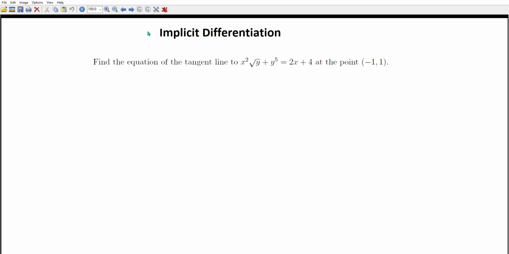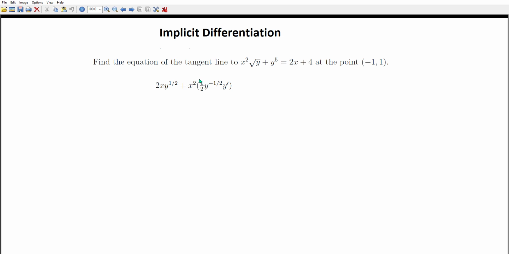Let's do another problem. Let's find the equation of the tangent line to x squared times the square root of y plus y to the fifth equals 2x plus 4 at the point (-1, 1). We look at this expression, which we're going to differentiate, x squared times y to the 1/2. So we get the derivative of the first, which is 2x, times y to the 1/2, plus x squared times the derivative of y to the 1/2. And that's a chain rule.